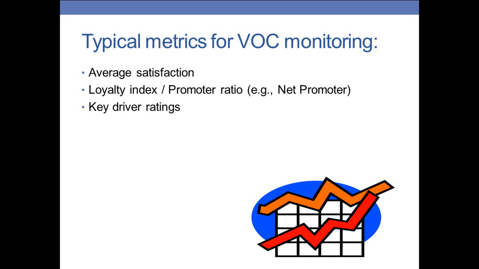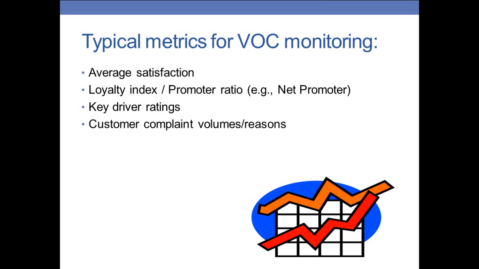Key drivers are customer ratings that have a significant influence on overall satisfaction. Things like fast service, friendly staff, or clean restrooms. These drivers are usually determined through statistical analysis. They make up a sort of recipe for satisfaction. So by monitoring them, you can see if you're making progress in the areas that matter most to customers.